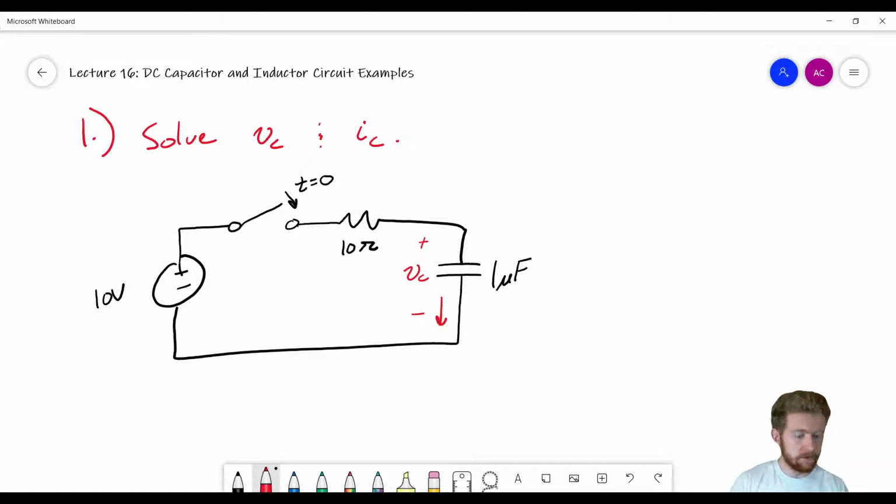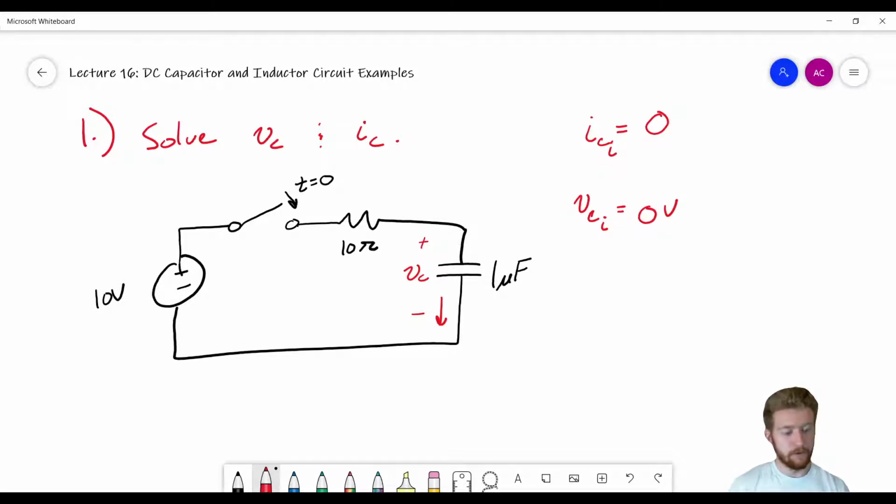So what I like to do to start these problems off is think about what's happening in the circuit before we close that switch. Well, remember, because it's an open circuit, there's no current flowing, so we know that IC, initial, has to be equal to 0. And following that same logic, if no current has flowed, then the capacitor is not charged, so the initial voltage across the capacitor will be 0 volts as well.